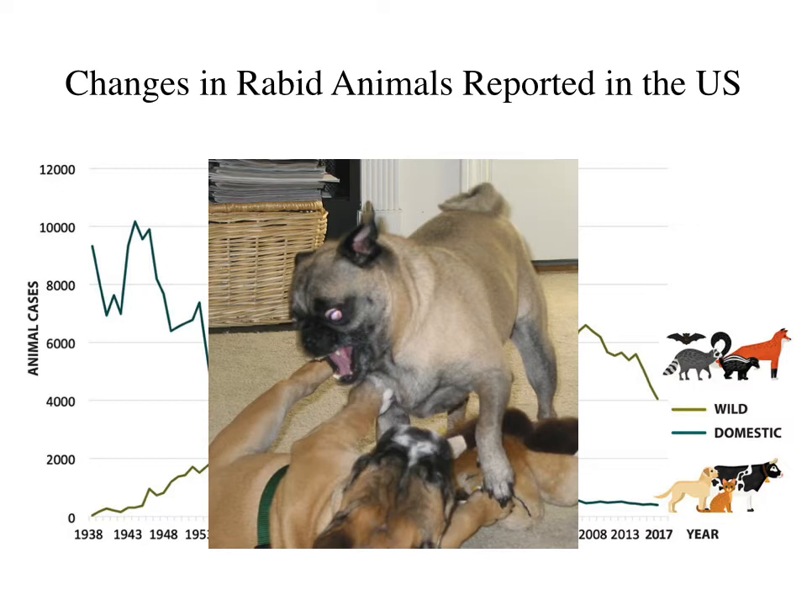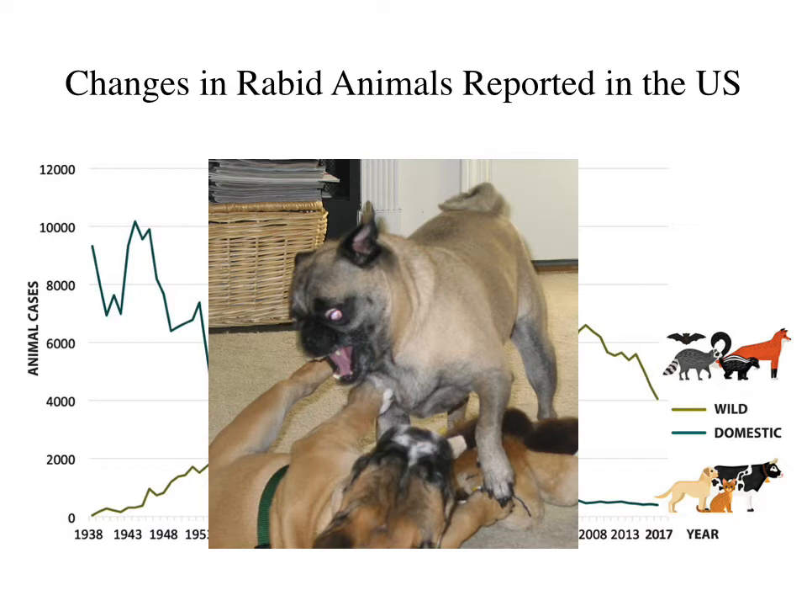Now this picture, I like to use this picture in the rabies lecture, but that's actually my pug Riley wrestling with his cousin Lily. He's not rabid, but he does look fierce.